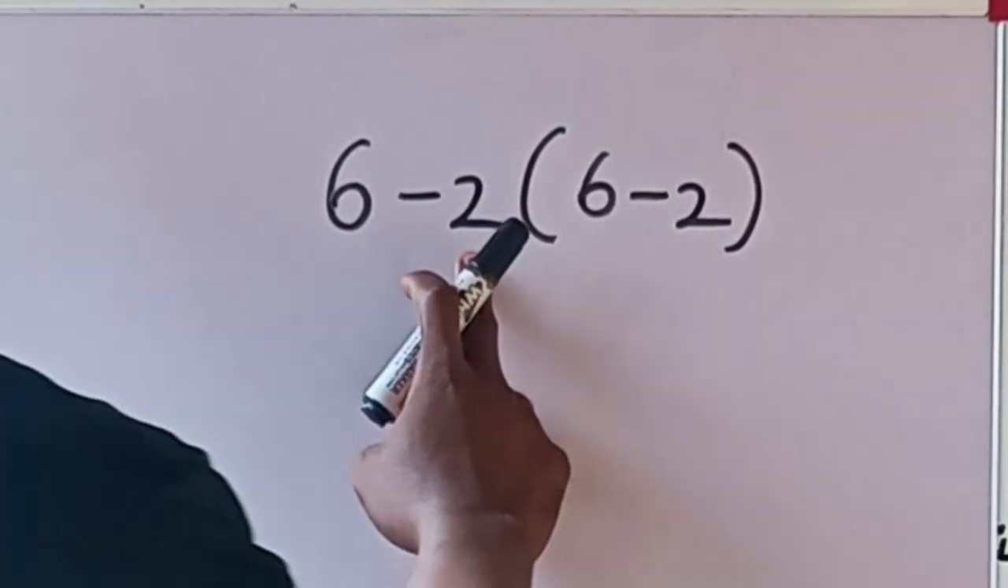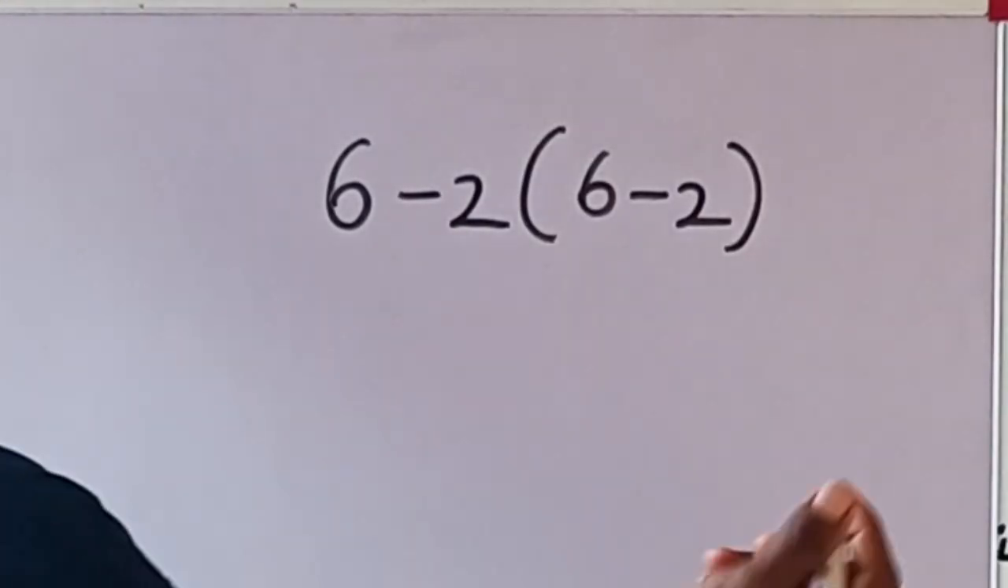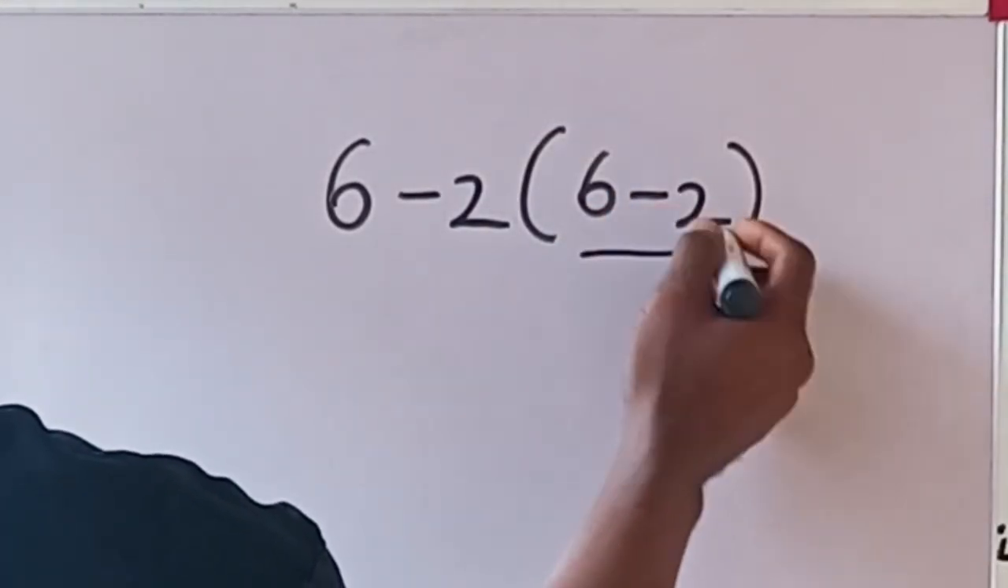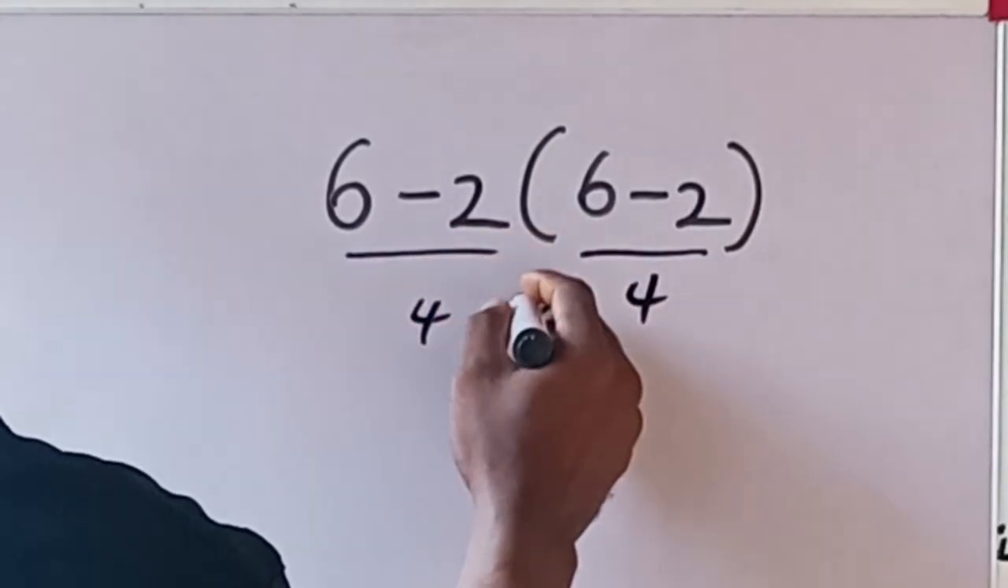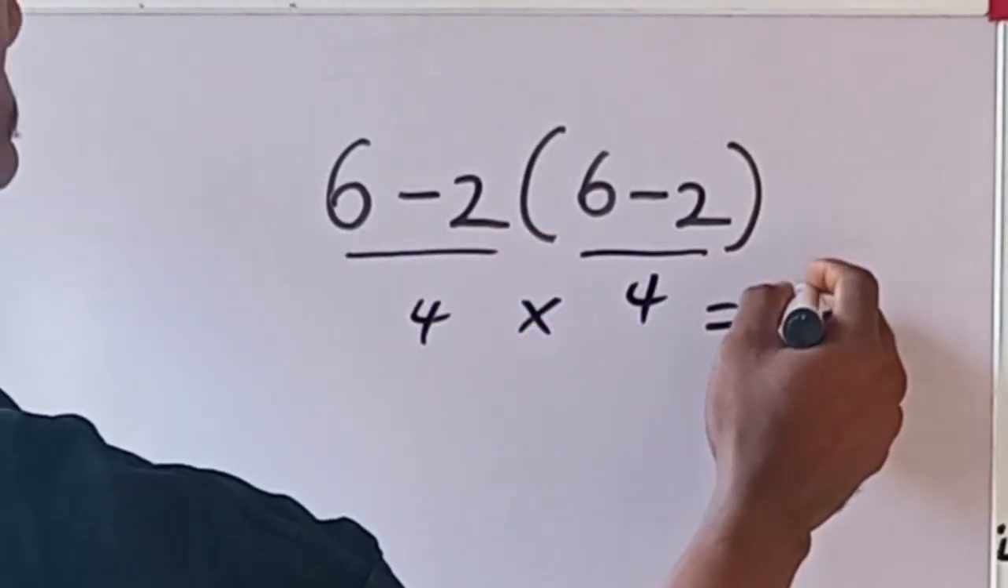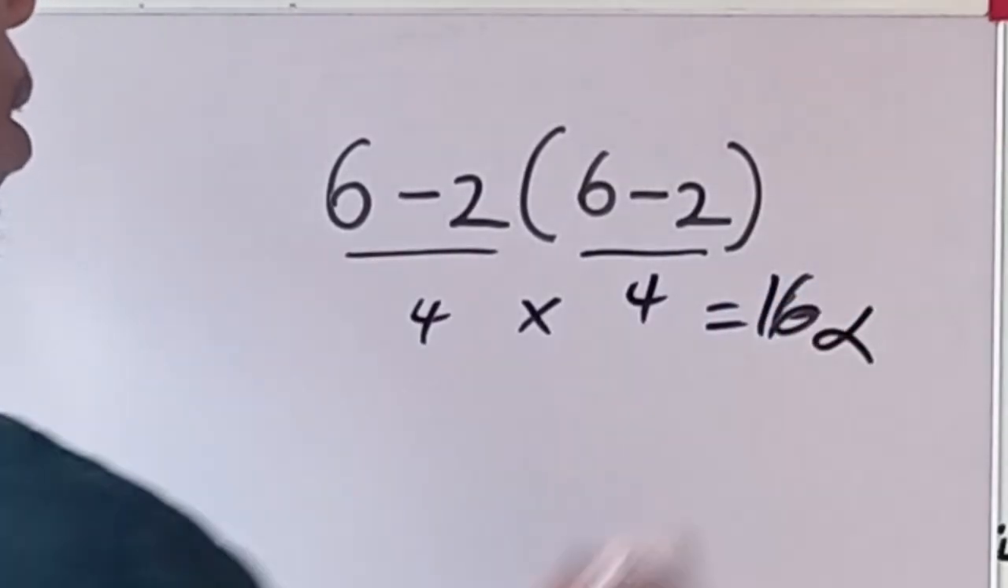6 minus 2 times 6 minus 2. Now it's very easy. What you just need to do is just minus. 6 minus 2 will give us what? 4. 6 minus 2 will give us 4. 4 times 4 is equal to 16. But this answer is very wrong.